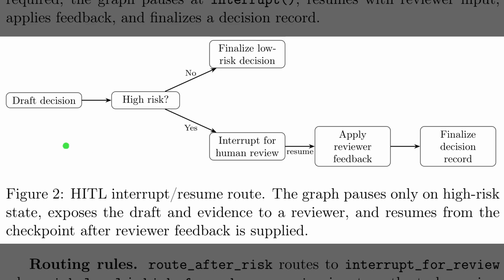Now Figure 2 details the human-in-the-loop interrupt and resume mechanism. After drafting a response, a conditional node checks if the task is high risk. Low-risk tasks immediately proceed to finalization without human intervention. High-risk tasks trigger an interrupt, pausing execution until a reviewer provides input. The graph then resumes from its persisted checkpoint, applying feedback to finalize the record.